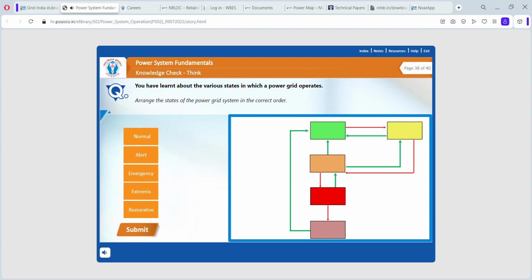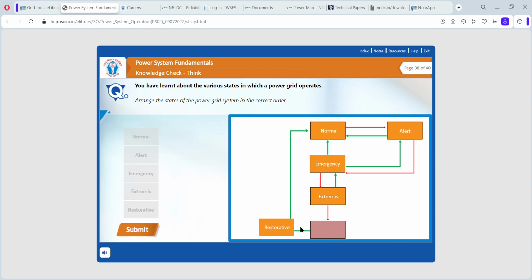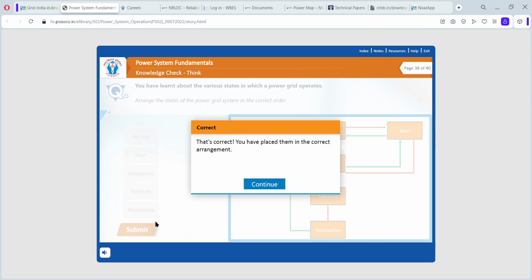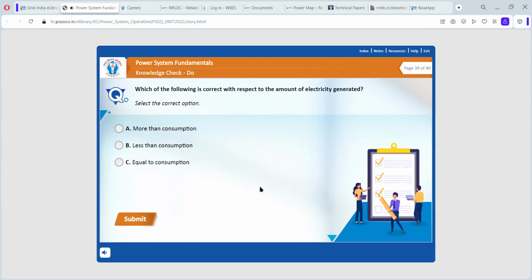Let's check your understanding. Arrange the states of the power grid system in the correct order. Let's check your understanding. Select the correct option.